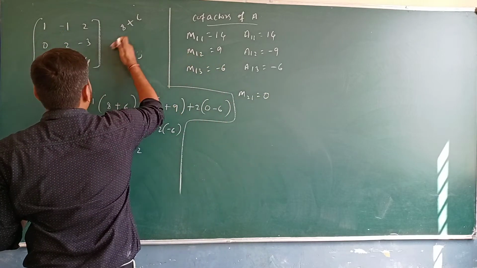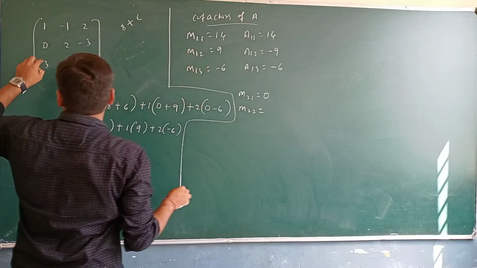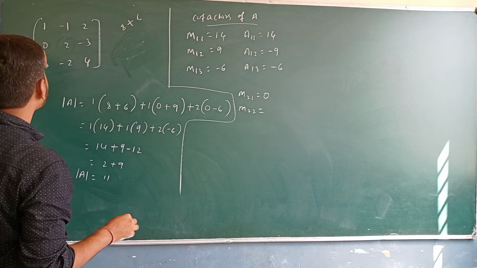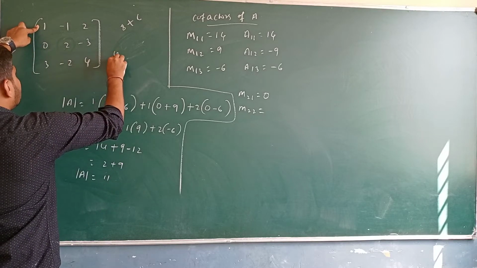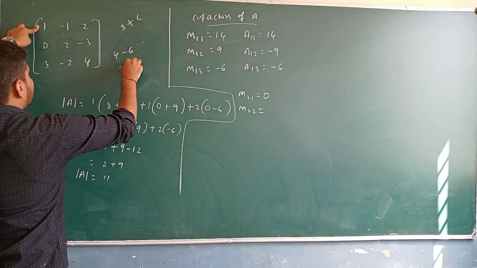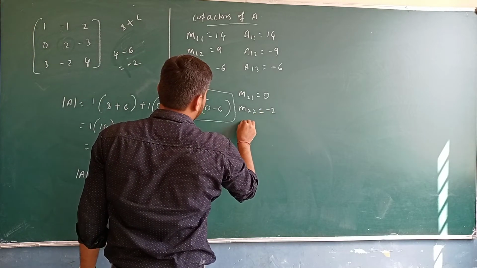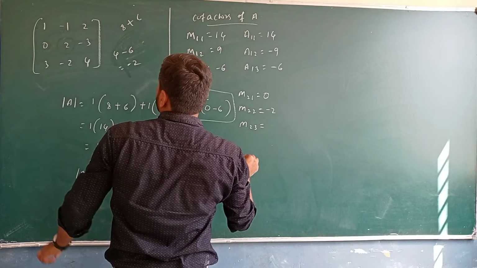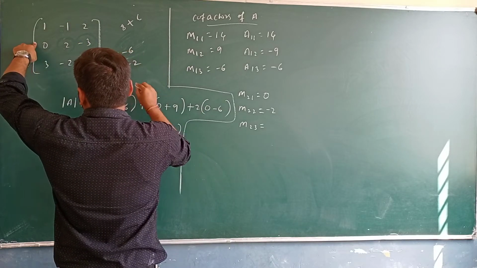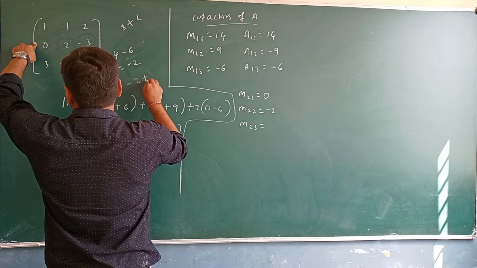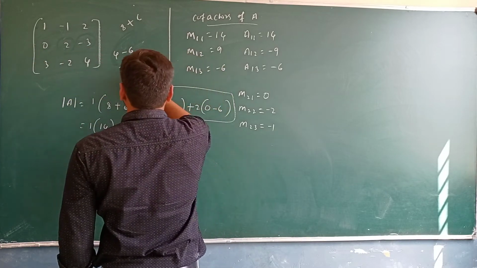So then the next one, M22. M22 is equal to, for this element, we need to neglect the second row as well as the second column. So we are getting 4 minus 6, then minus 2. Then M22 is equal to minus 2. Then M23, for this element, we need to find the minor. So minus 2 plus 3, that's going to be minus 1.